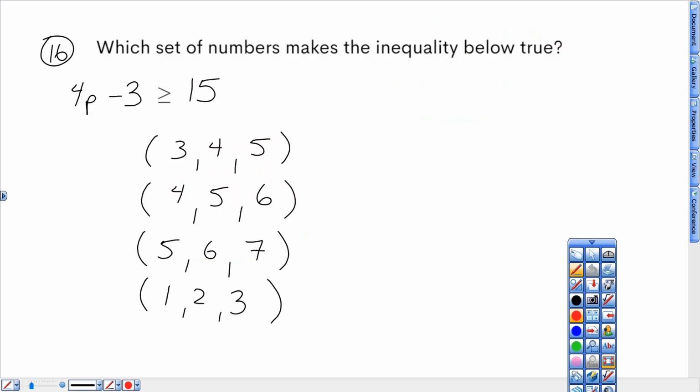All right, here we go. This problem, show me the work. Show me the work. So here's my inequality.